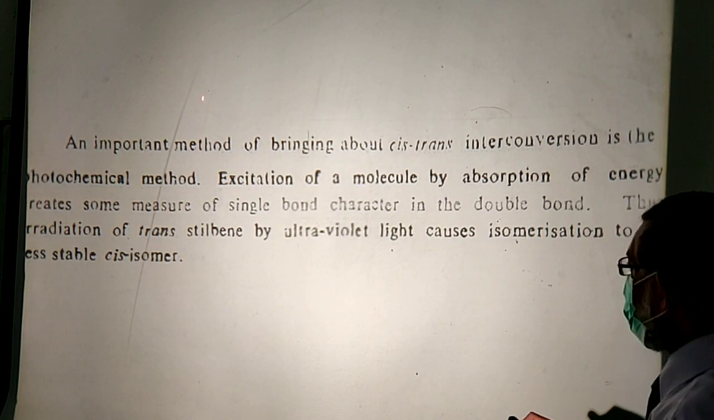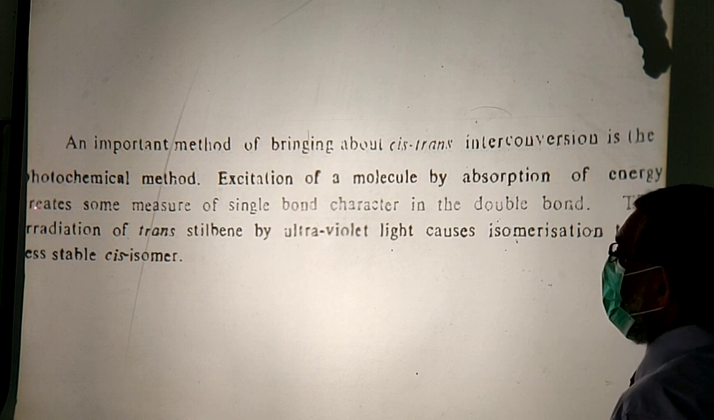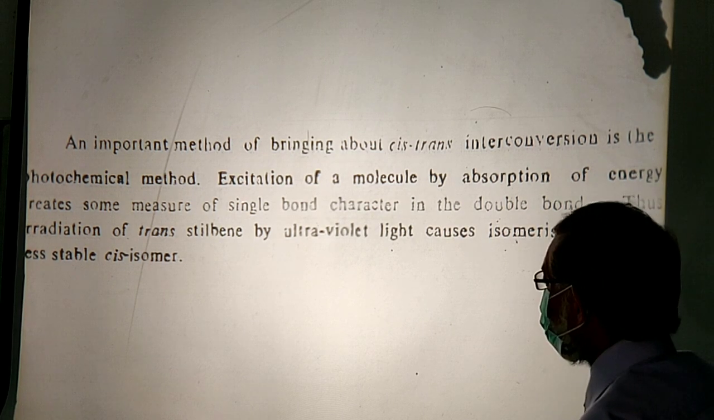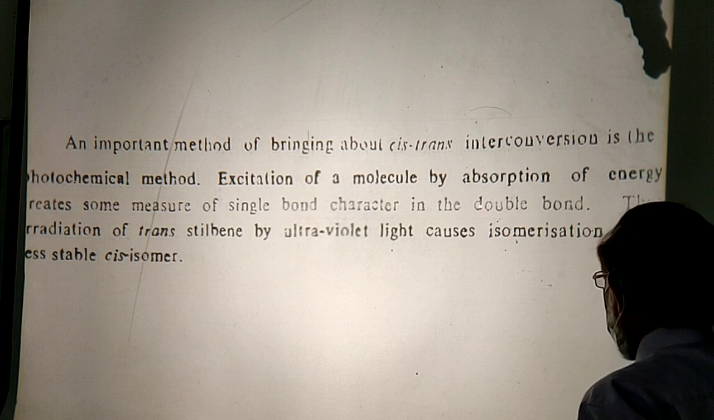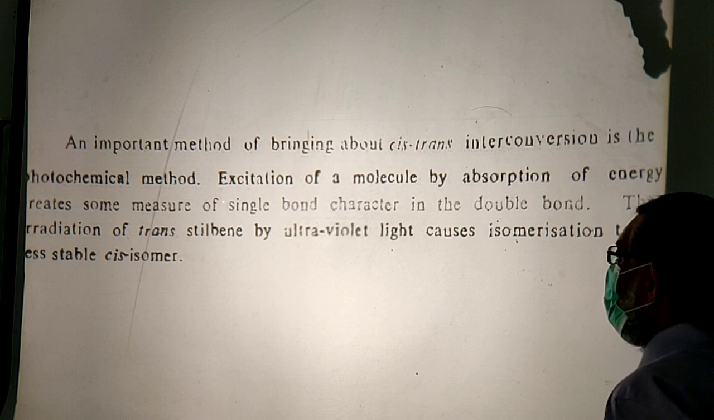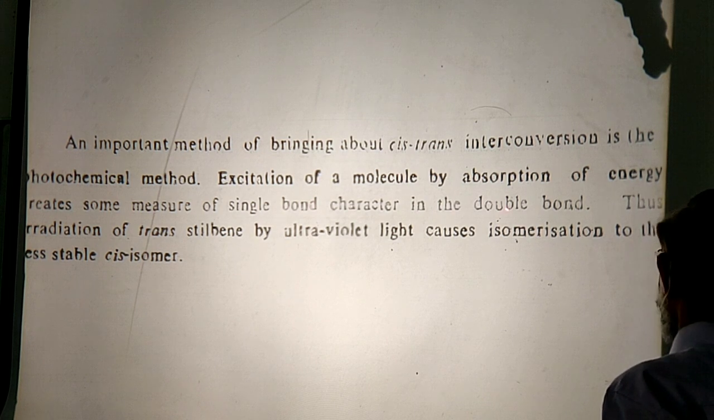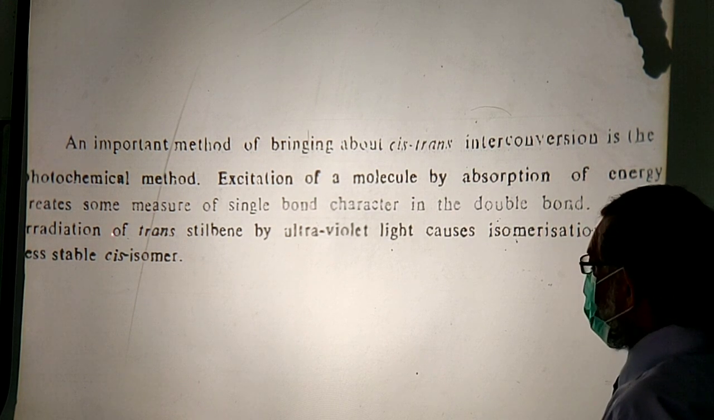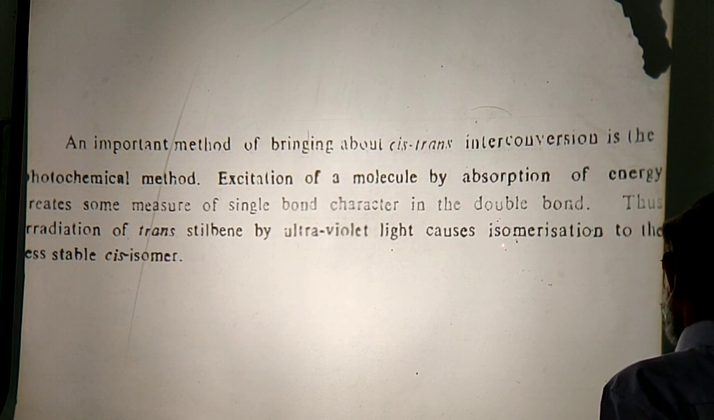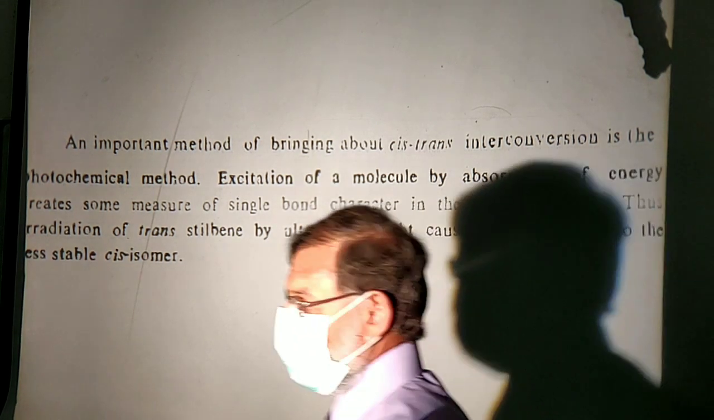Now, excitation of a molecule by absorption of energy creates some measure of single bond character in the double bond. This is the most important point, though it is not your domain. It is the domain of a pure chemist, but you must understand how it plays the crucial role in transferring from one isomer to another isomer. Thus, irradiation of trans-stilbene by ultraviolet light causes isomerization to the less stable cis isomer. Now the example is at 1.